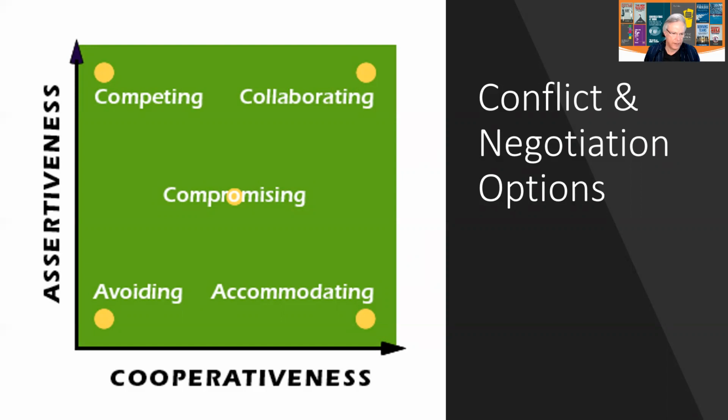And the other variable is cooperativeness. On the left-hand side, you've got low cooperativeness, and on the right-hand side, you've got high cooperativeness. Now, within the spaces in the green area, you've got 5 particular positions that you can take on when you're dealing with any form of conflict, remotely or otherwise. So let's start with avoiding, because it's over in the bottom left-hand corner.